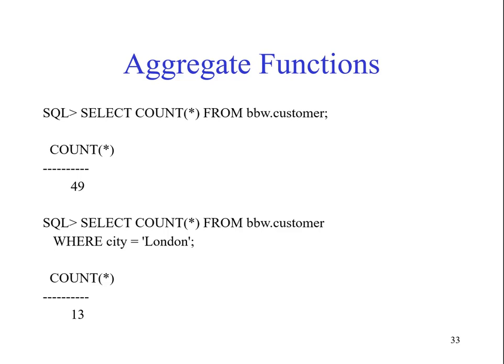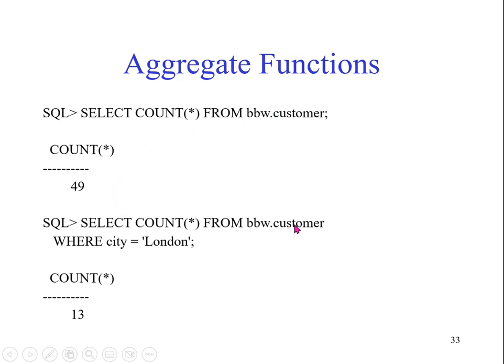The top select command returns the number of records stored in the customer table. Select, and then we have the count aggregate function from the bbw.customer. So from the bbw schema, we are getting access to the customer table, and then we are counting all the records that are there.